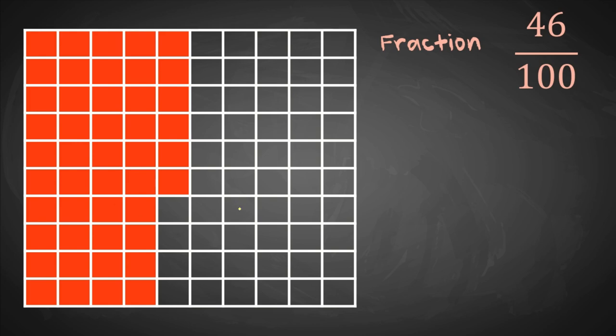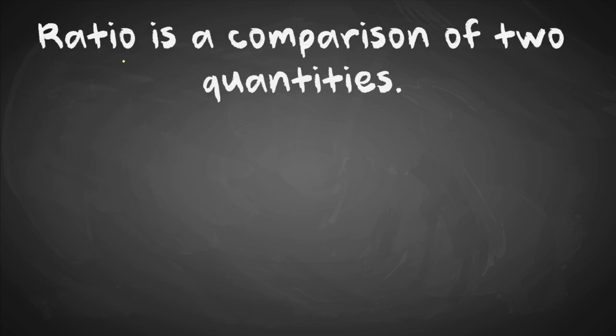Yung 46 hundredths can also be expressed in decimal. And sinusulat natin siya ng paganito, 0.46. Ang basa dyan ay 46 hundredths. Ang figure na ito ay maaari din nating i-express in ratio form. So, ano ba ang ibig sabihin ng ratio? Alamin muna natin. Ratio is a comparison of two quantities.